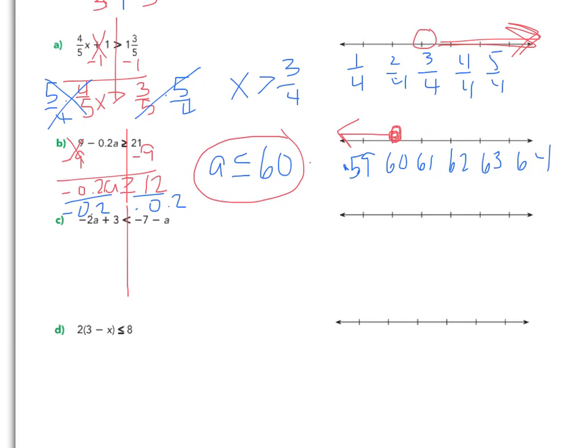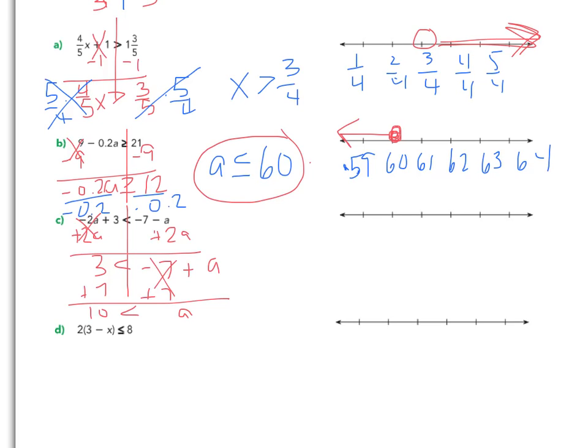All right, so we have variables on both sides. So I have a negative 2a and a negative a. So I'm going to add 2a to both sides. So that's going to give me 3 is less than negative 7 plus a, because a negative 1 plus 2 is an a. Okay, so then we're going to add 7 to both sides. We're going to get 10 is less than a.